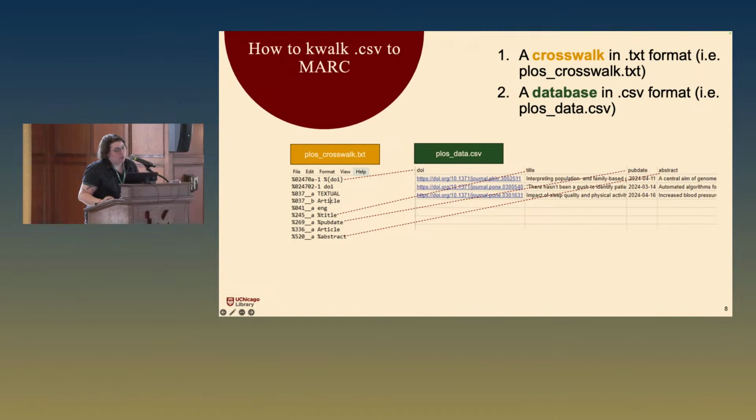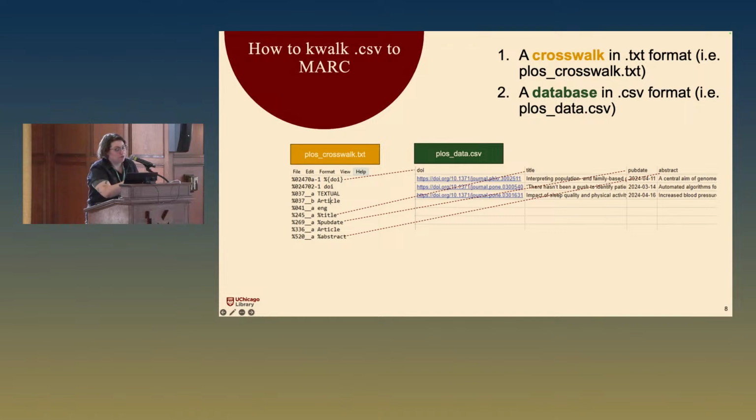So, a quick example of how to kwalk: you would kwalk from CSV to MARC. On the left here is a small crosswalk that I built that has the MARC records on the left side and the field names on the right side. And each of these matched to a spreadsheet I was working on that had the DOI, the title, the pub date, and the abstract.